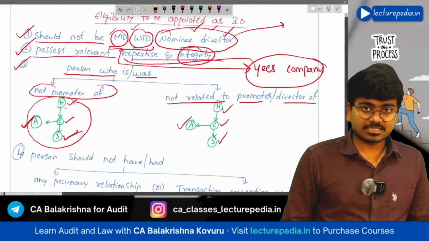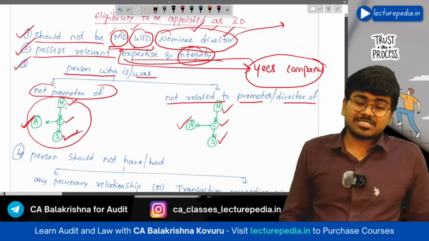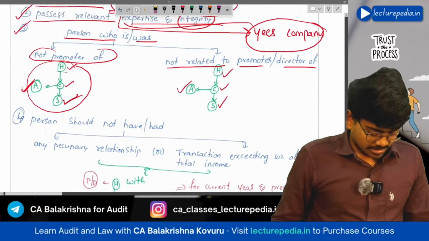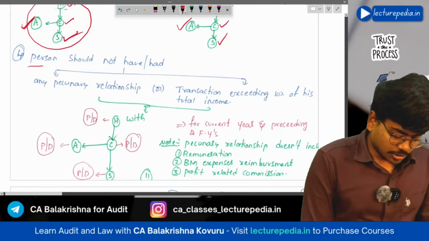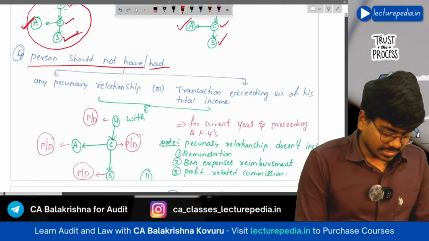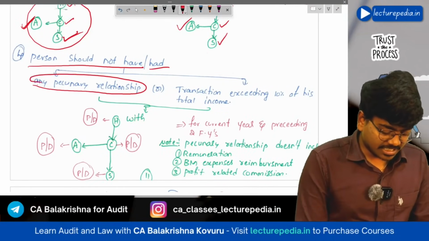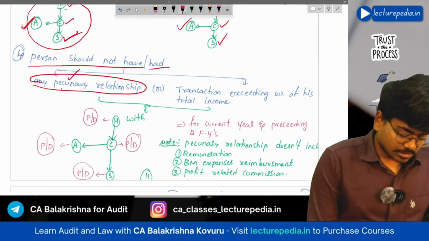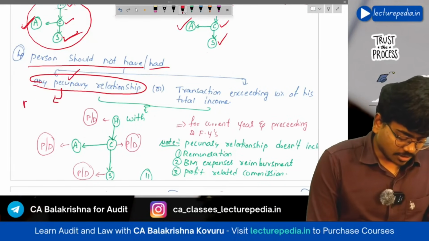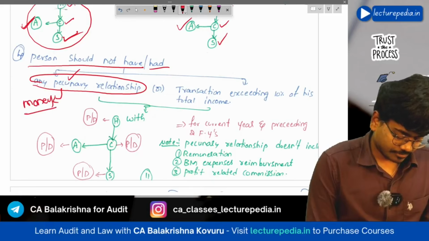You can easily understand this point by just going through this chart. Next, fourth point: the person should not have or had any pecuniary relationship. Pecuniary relationship means relationship in terms of money.